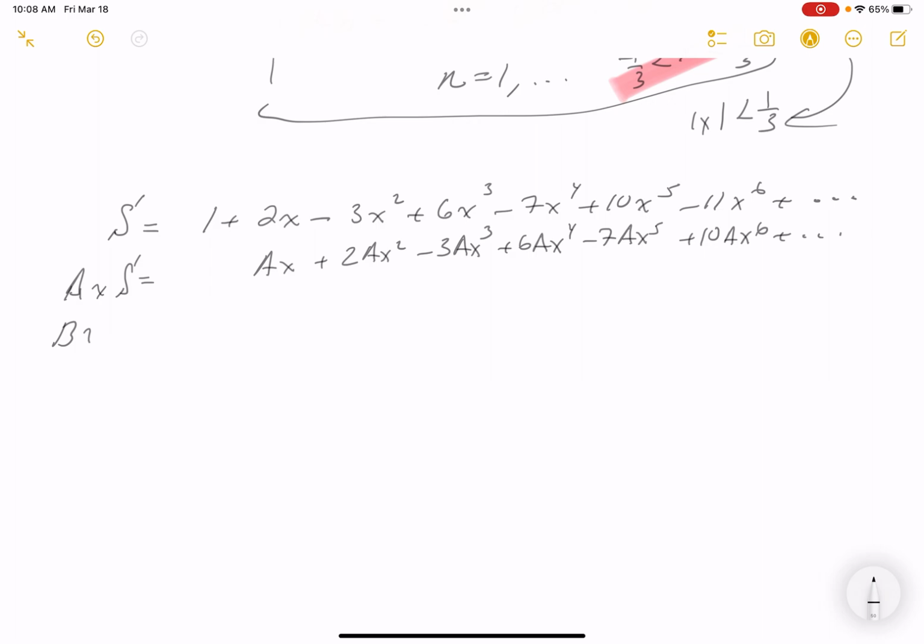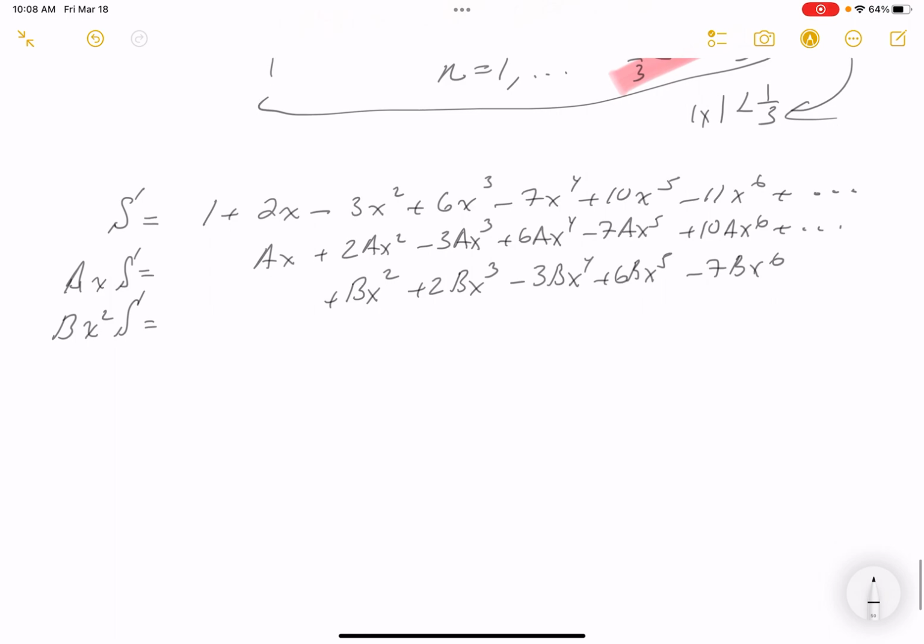Let's put the next one down, and this is going to be bX squared times S. So what do you get there? You're going to get plus bX squared plus 2bX cubed minus 3bX^4 plus 6bX^5 minus 7bX^6. That's tough to write down, isn't it? Let's keep moving along. The next one is cX cubed times S.